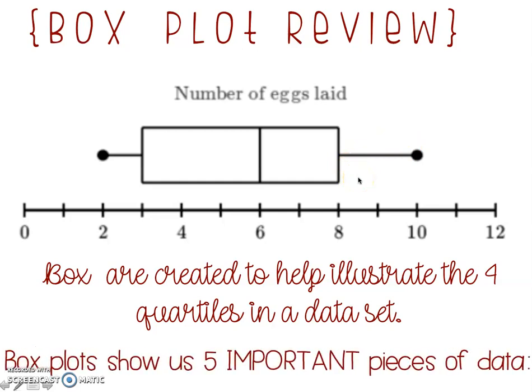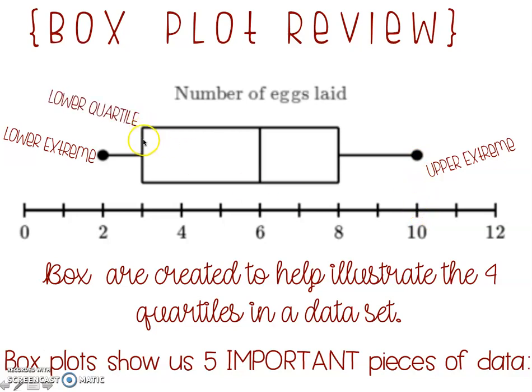They show us 5 important pieces of data, okay? So the first thing that they show us is the lower extreme. This dot over here is our smallest value. We could also call it the minimum, or the lowest data point, okay? Well, they also show us the upper extreme. The furthest dot on the dot plot is our upper extreme, which is the highest number in our data set, which we could also call the maximum, okay?